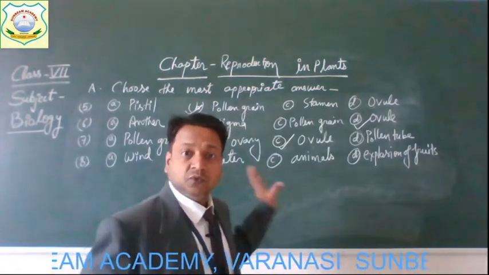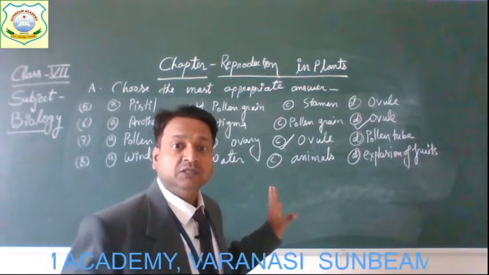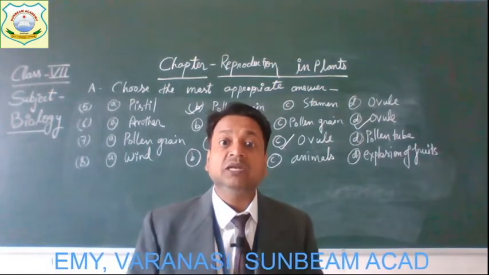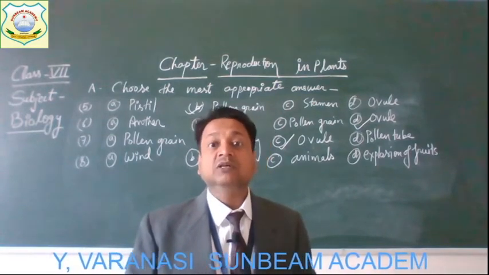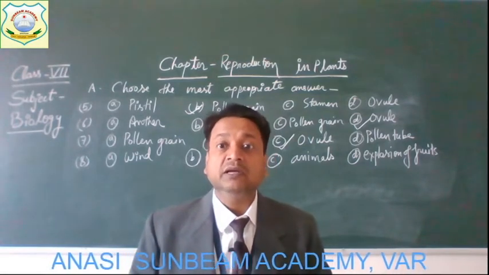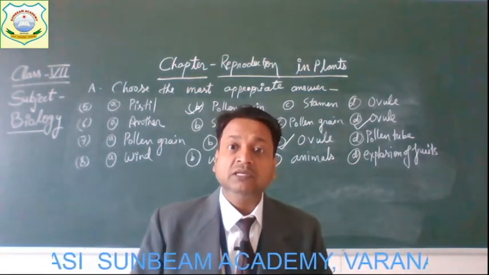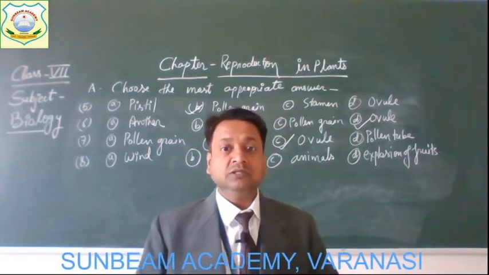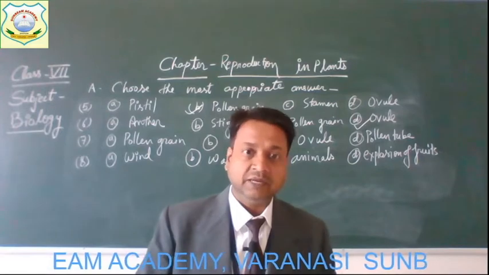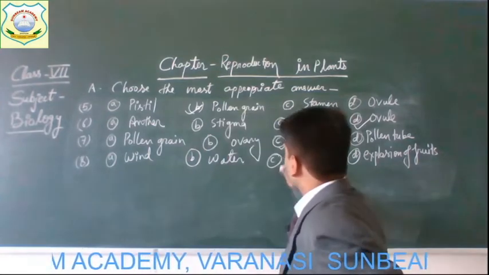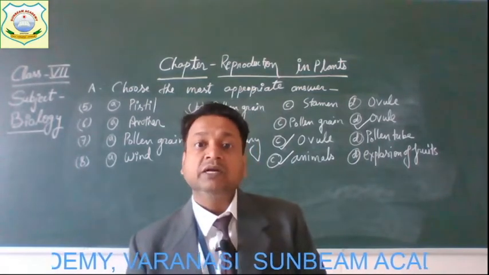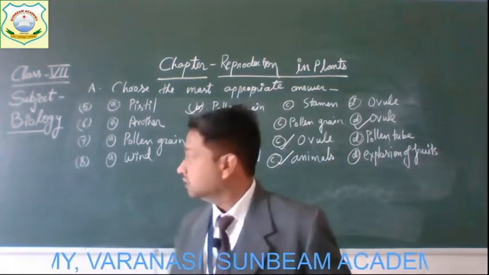Alright, so out of these four methods of dispersal, seeds with hooks will be dispersed mostly by animals, because the hooks will get stuck on the hairs on the body of the animals, and get dispersed from one place to another. Alright, the correct answer is animals. Okay, now come to the next, question number 9.